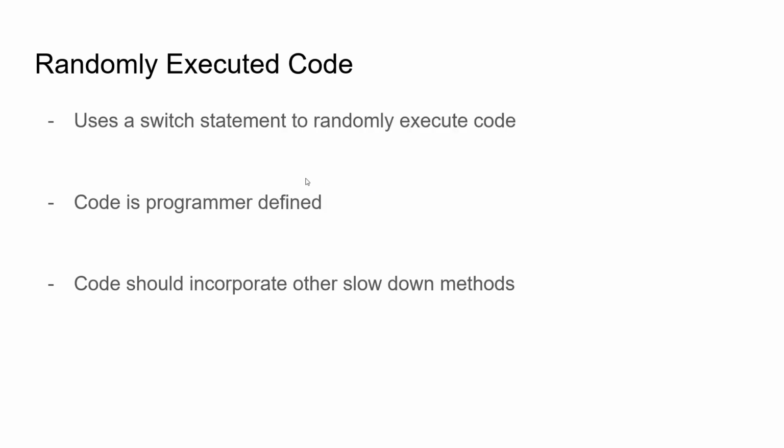So the randomly executed code method is a method that uses a switch statement to randomly execute code. This is implemented in a similar way as the randomized jumps method. The code is programmer defined, so one can put other counter-fuzzing methods in their switch statement. And again, the programmer needs to be careful about what they put there if they want the counter-fuzzing to actually be effective against fuzzers.